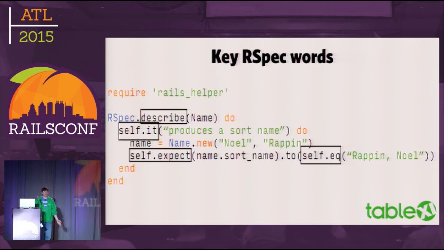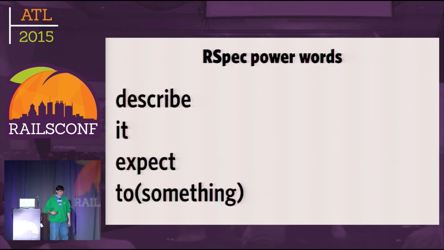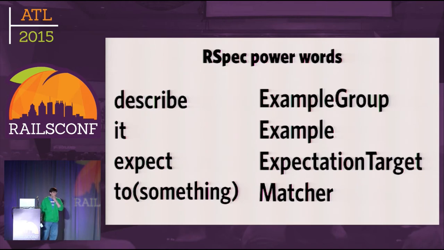And those are some of the key words of RSpec's internals, or RSpec's DSL. We have describe, it, expect, and then eq being a representative example of RSpec's matchers. So here we have describe, it, expect, to something. Each of those maps to an internal object or class inside RSpec. So describe maps to an RSpec concept called an example group. It maps to an example. Expect maps to something that RSpec calls an expectation target. And then the to at the end is something that RSpec calls a matcher. If you're familiar with RSpec as a user, you've probably heard example and matcher. And you may not have heard example group or expectation target because those are a little bit less used by the public face of the library.